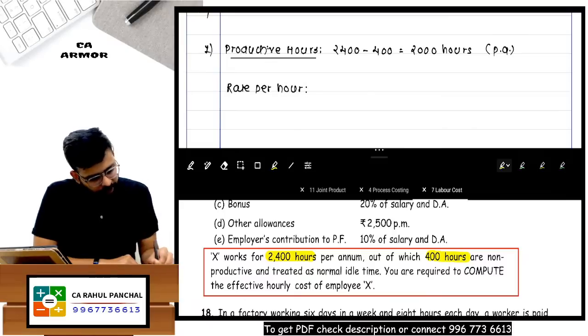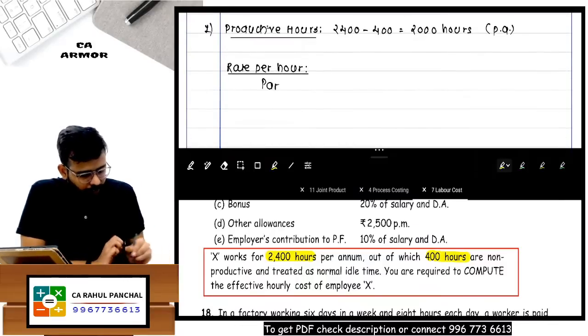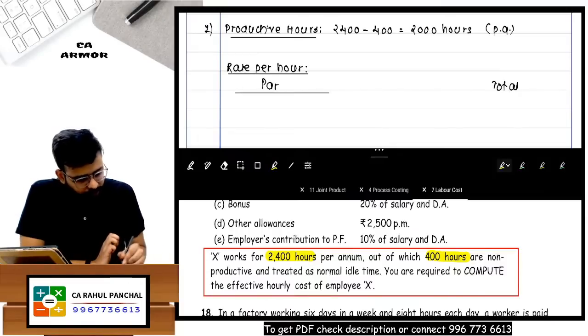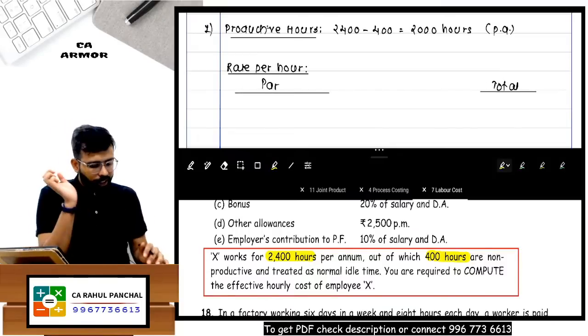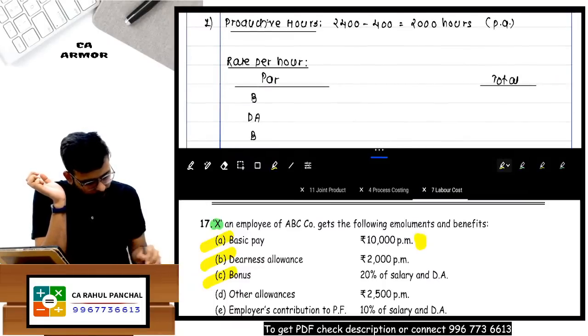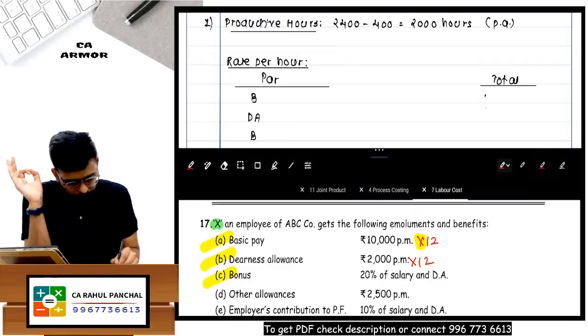Now when I say rate per hour, how are you going to get it? You will say particulars, and then total. Okay, let's see. Sir, what is the payment that I make to my worker in 1 year? You pay him basic wages, then dearness allowance and bonus. So I can say basic, then dearness allowance and then bonus. Achha sir, how much? Just do this into 12. So 10,000 into 12, in 1 year you are going to pay 1,20,000.